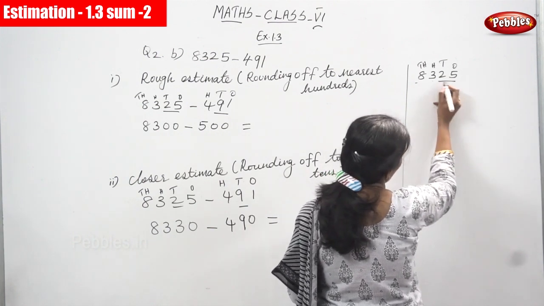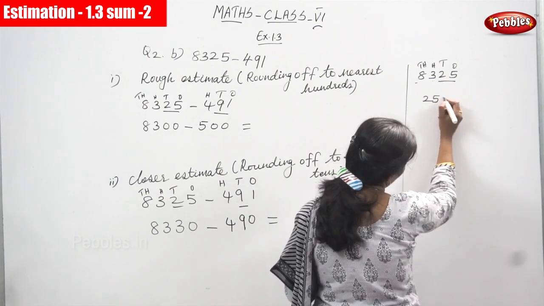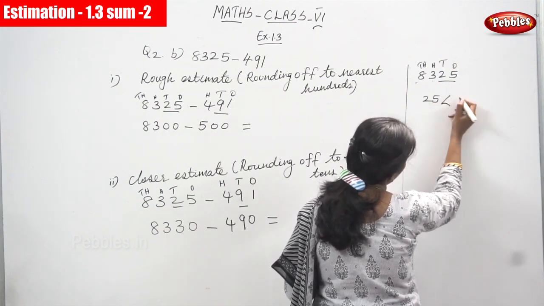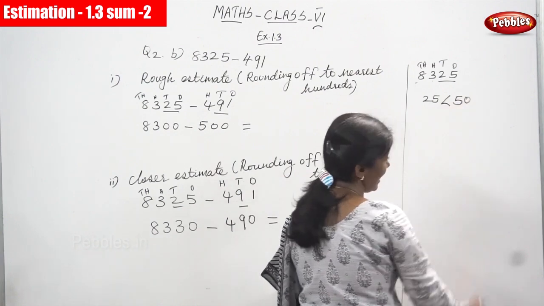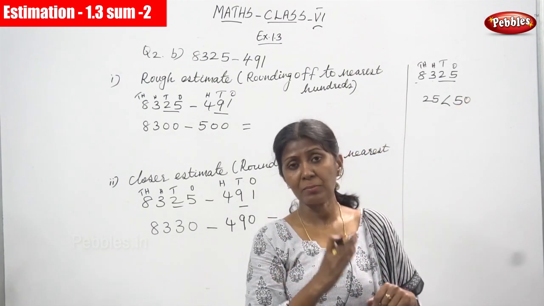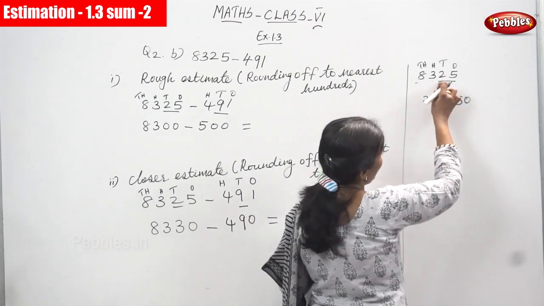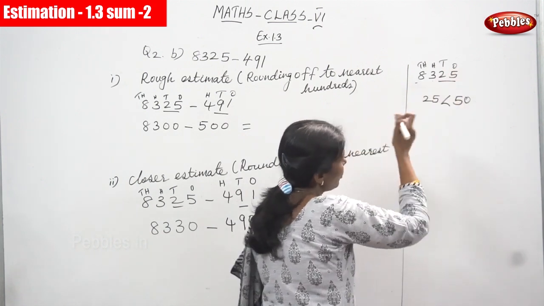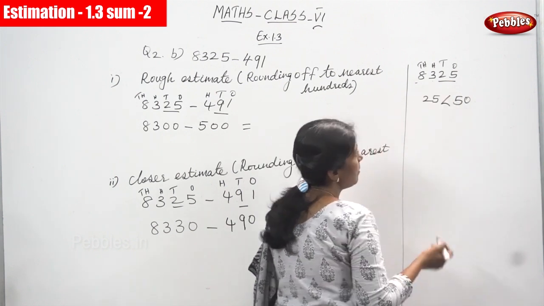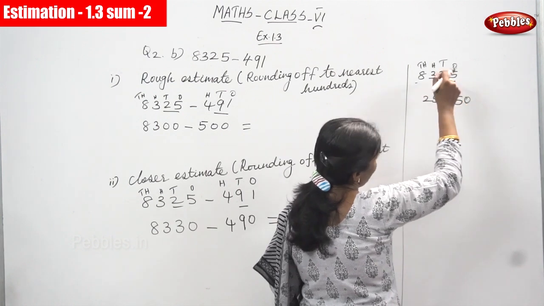So what is the number? This 25 you have to consider. This is less than 50. I have told you already, if the number is 50 and above, you have to add 1 to the hundreds place value. But here the tens place is 2 and the ones place is 5.